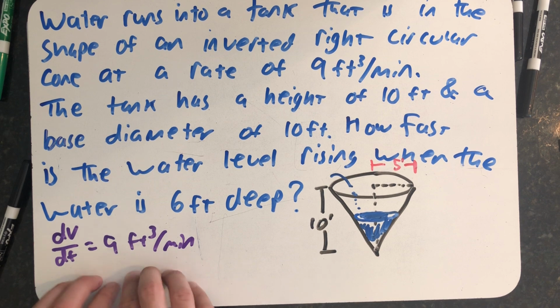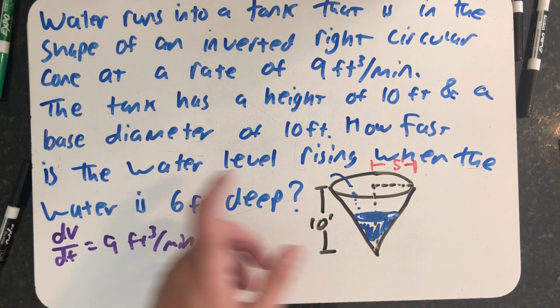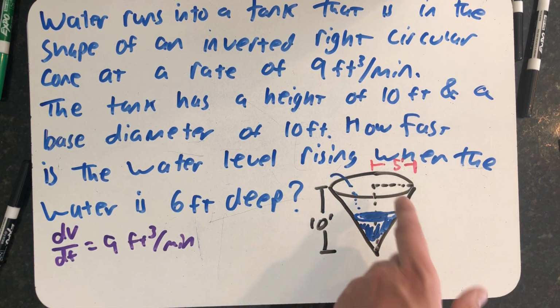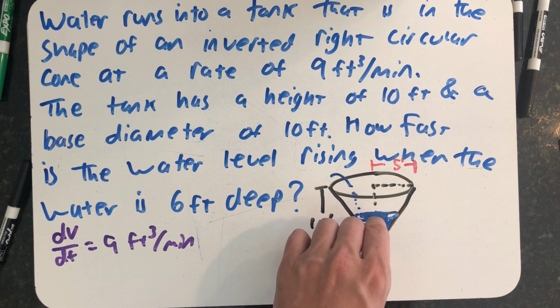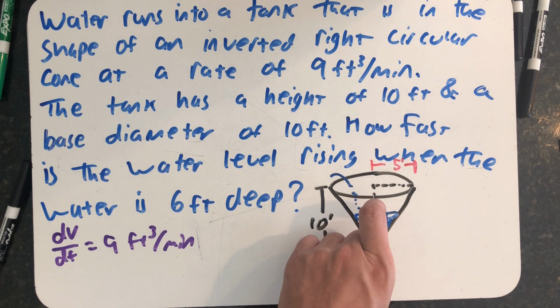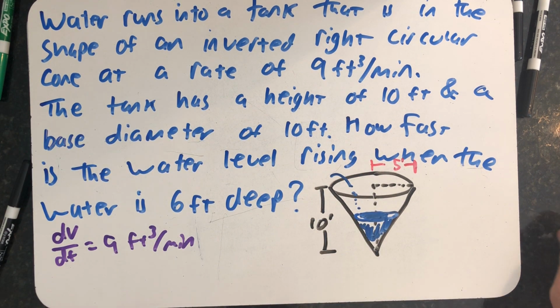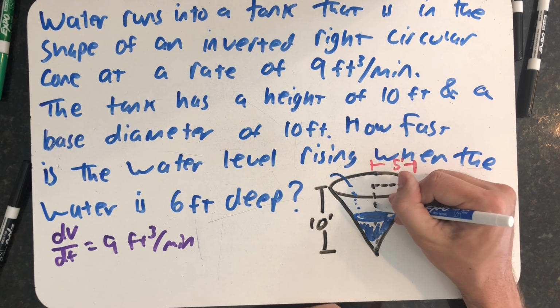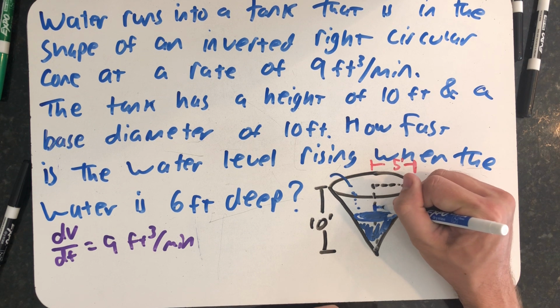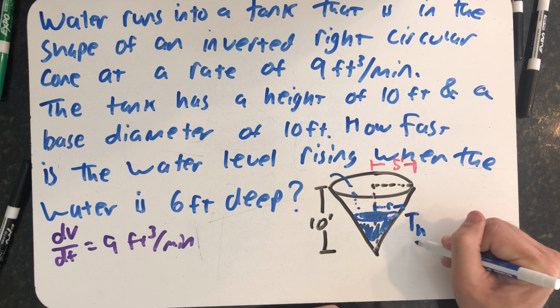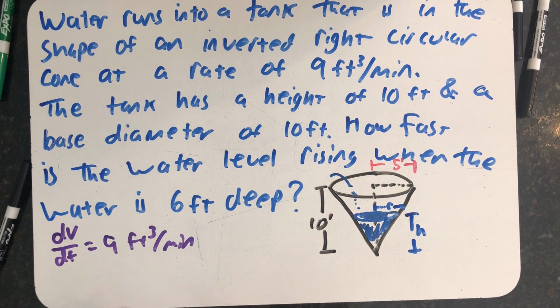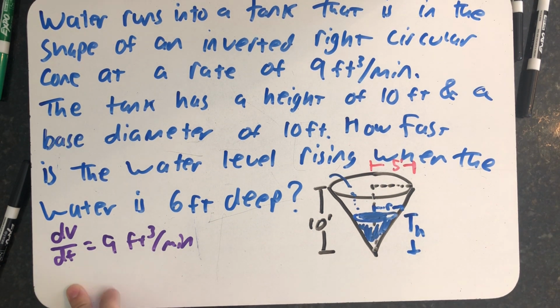So I'm given information about dV/dt, and I'm asked to find how fast the water level is rising when the water is 6 feet deep. How high the water level is rising, I think I'm being asked to find a rate of change of height. So I'm going to introduce some variables. I'm going to call the radius of the water R, and I'm going to call the height of the water H. Not super creative. The volume of the water I've already decided to call V.